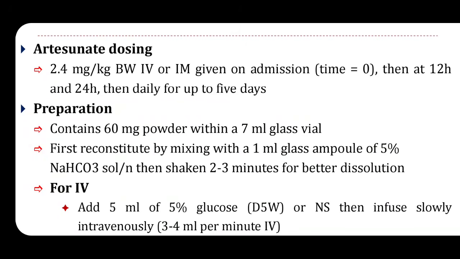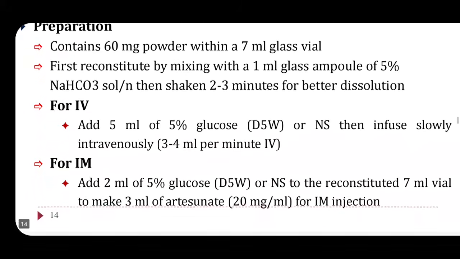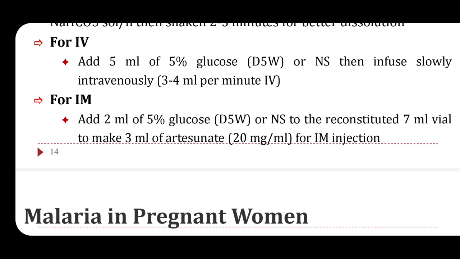First reconstitute by mixing with 1 ml glass ampoule of 5% sodium bicarbonate solution, then shake for up to 3 minutes for better dissolution. For IV form, add 5 ml of 5% glucose or NS, then infuse slowly IV at 3 up to 4 ml per minute. For IM, add 2 ml of 5% glucose or NS to the reconstituted 7 ml vial to make 3 ml of artesunate at 20 mg per ml for IM injection.